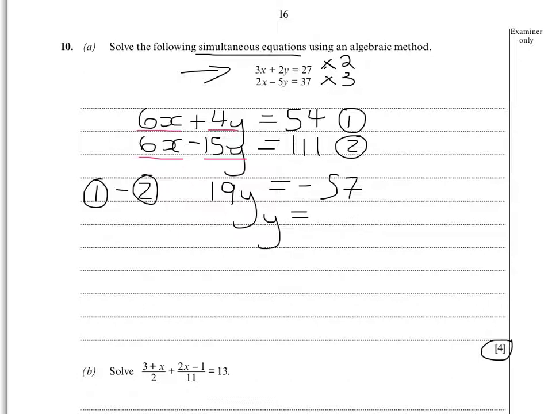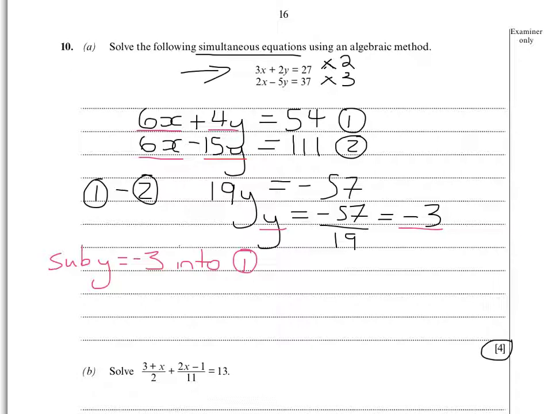Now, minus 57, I've got 19 in front of y, so to get rid of that I divide by 19. So that gives me minus 57 divided by 19, which is minus 3. So I know that y is minus 3. Now to find our other unknown, x, we just substitute y equals minus 3 into an equation. So I'm just going to substitute that into equation 1.